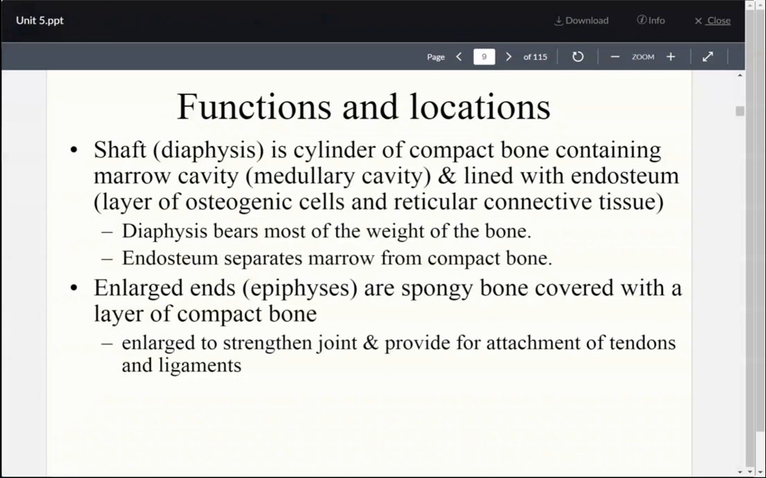The enlarged ends, or the epiphyses, are going to be spongy bone covered in a layer of that compact bone. We will talk about what makes spongy bone spongy, its shape, its impact, why it is what it is, in a couple of audios when we talk about compact bone. What is its purpose? It's enlarged to strengthen a joint, and the epiphysis is where many tendons and ligaments attach, so being enlarged for those attachments is beneficial.